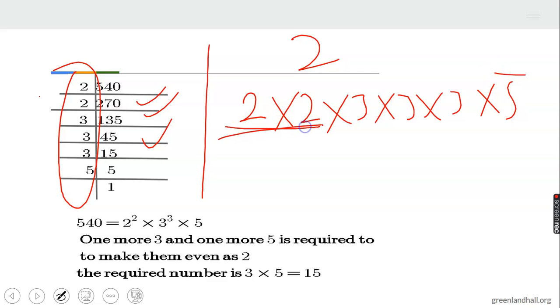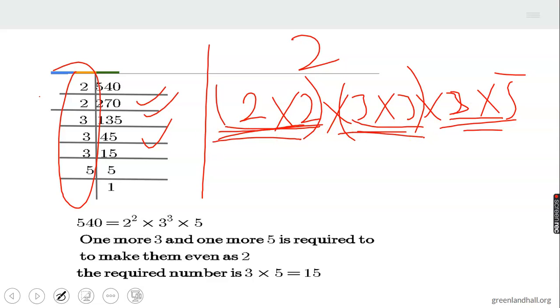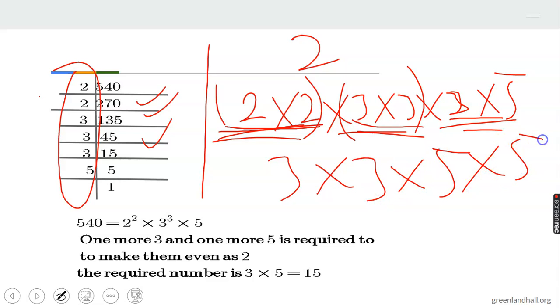Only 2 and 3 are even, they can make a pair. But we have 3 and 5 left, which happen to be single numbers. Now, what can we do to make this 3 become like this 2 and this other 3? Definitely, we multiply another 3 with it. The same thing with 5. We multiply another 5 with it to make also a pair.